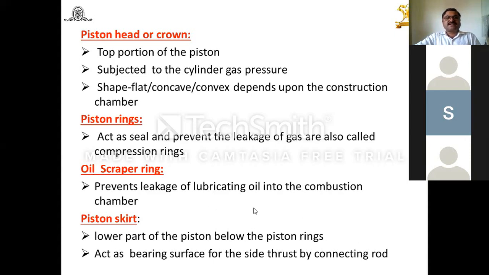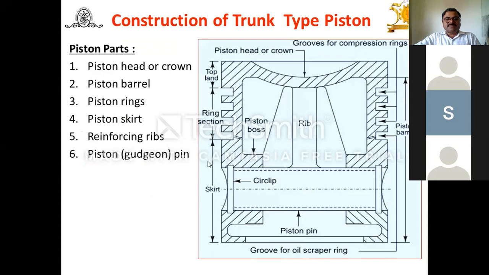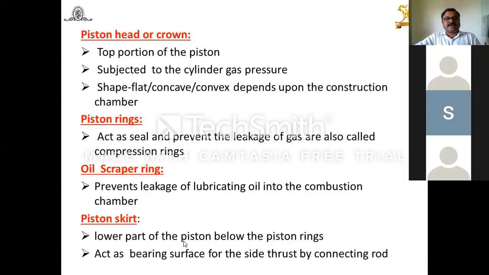Then piston skirt. The piston skirt means this bottom part, after the piston rings up to the open end here. This is the skirt. Here the provision is made to fit the piston pin or to connect the connecting rod. It is the lower part of the piston below the piston rings. Important thing, in the piston skirt the connecting rod is fitted. Because of that, this surface acts as a bearing surface for the side thrust coming because of the reciprocating movement of the connecting rod.